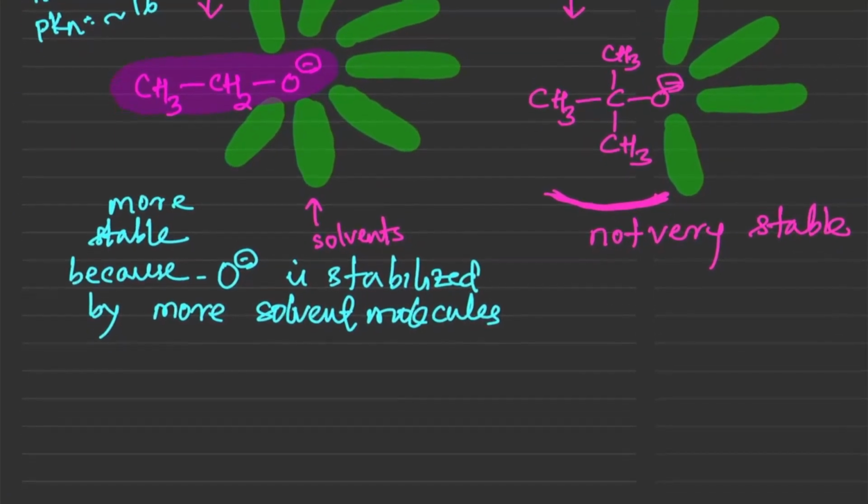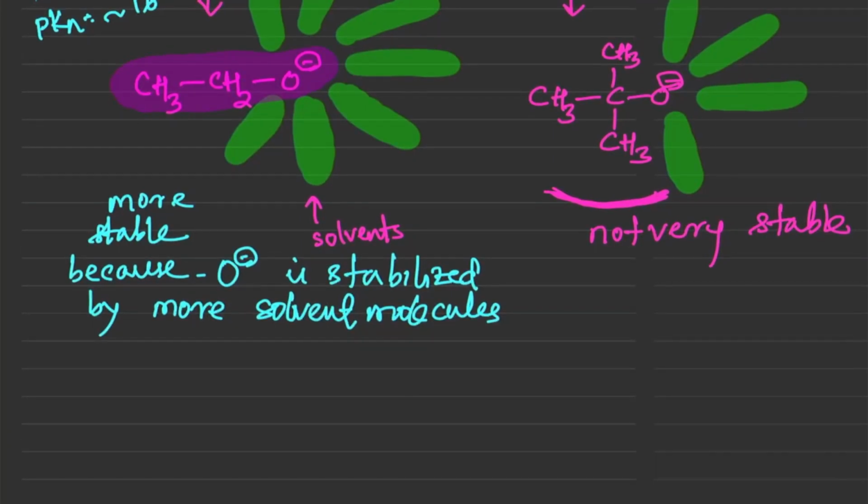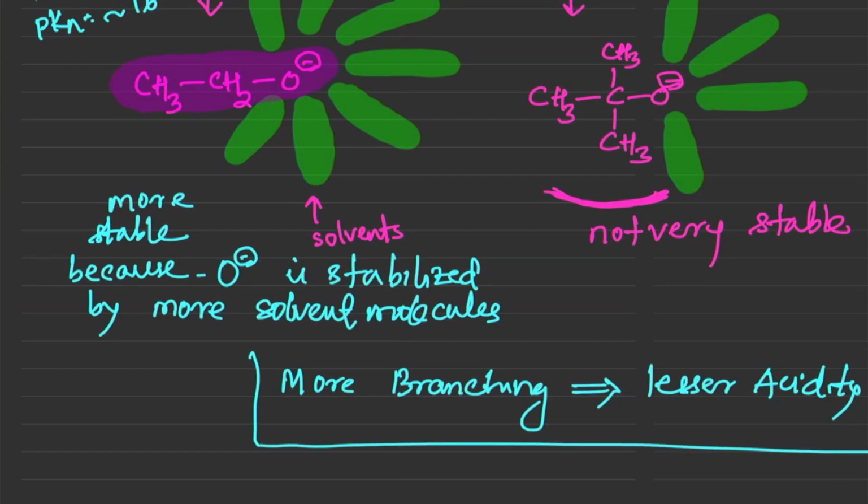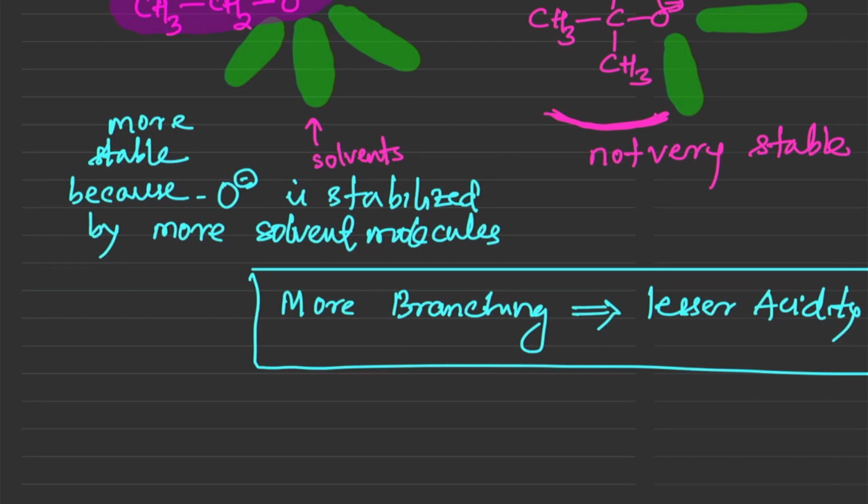So in conclusion, more branching implies lesser acidity. If something is more branched, then the corresponding alcohol would be a little less acidic. I hope this makes sense. All right, that's all I had to say in this video.